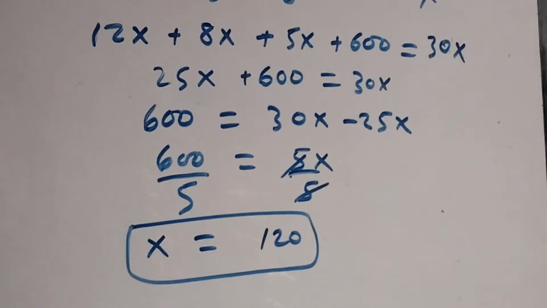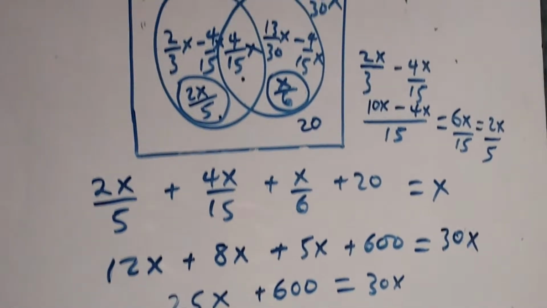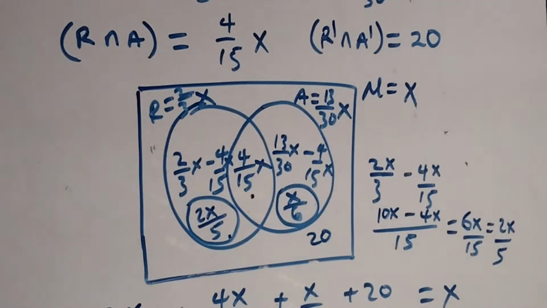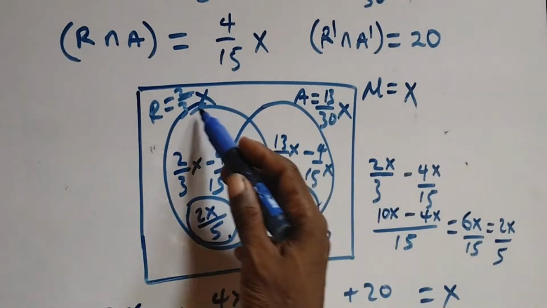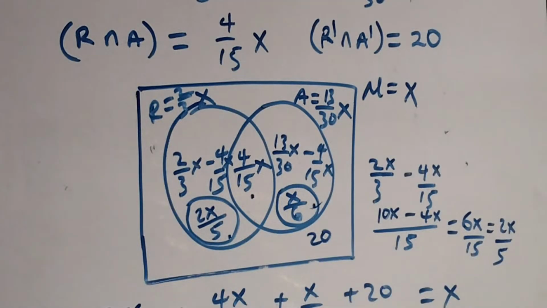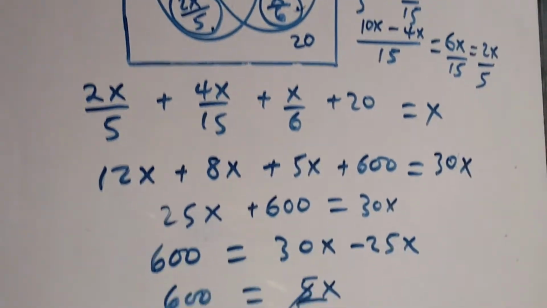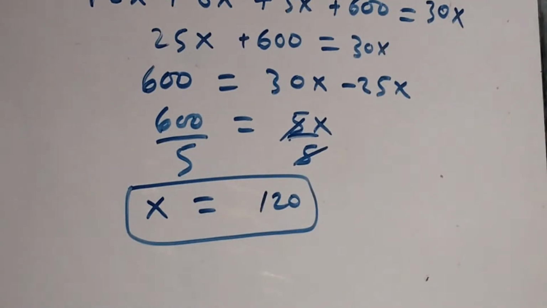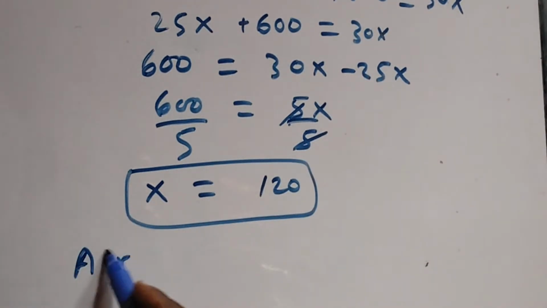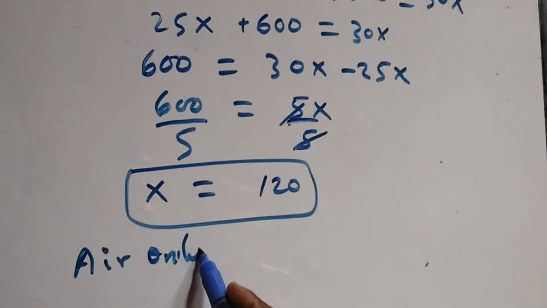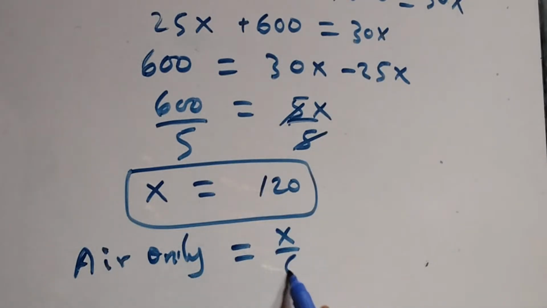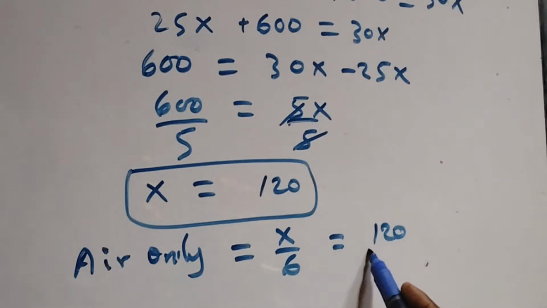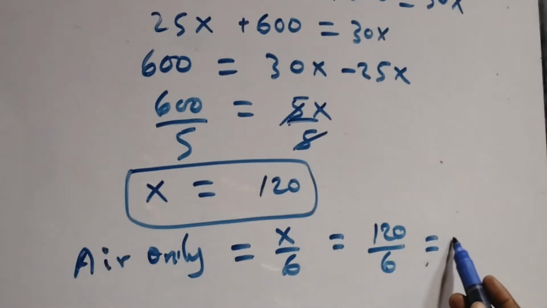Now, the second question says number of travelers who travel by air alone. Air alone, that's air only. So air only now is going to be this region. It has nothing to do with road. So which is x over 6. So those that travel by air only is x over 6, which is 120 over 6, which is 20. 20 travelers travel by air only.